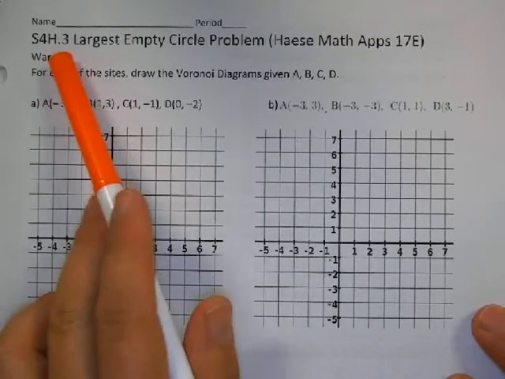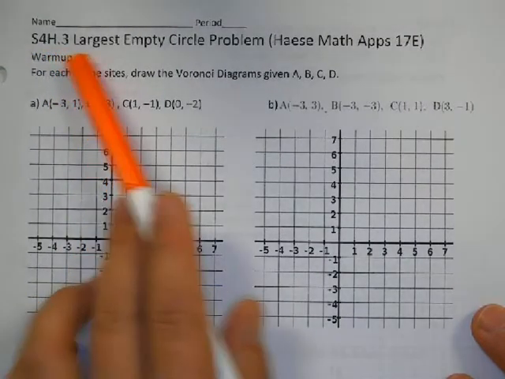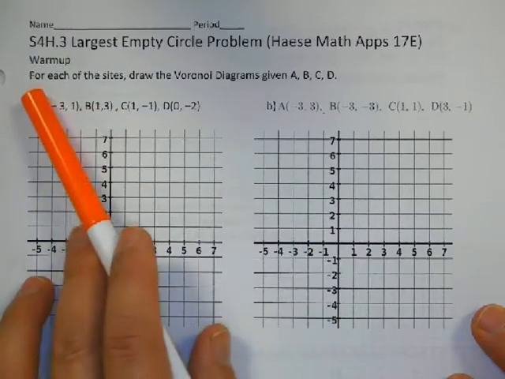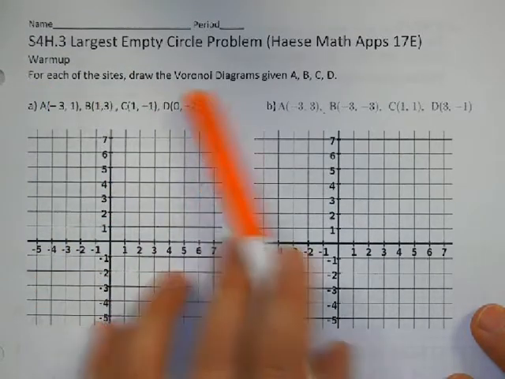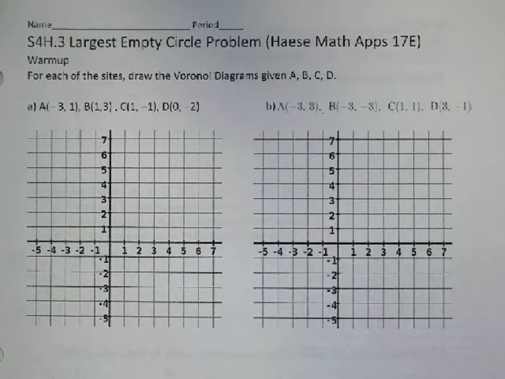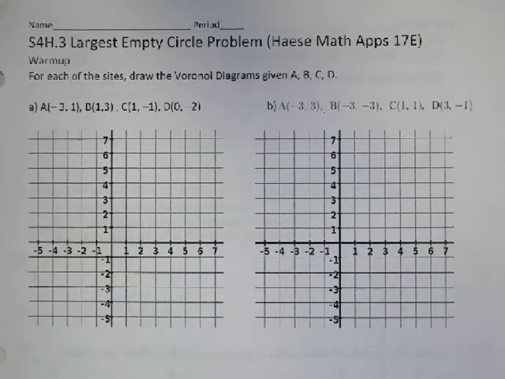All right, S4H.3, largest empty circle problems. The first thing we're going to do is draw a Voronoi diagram here. So I'm going to plot these points and label them.